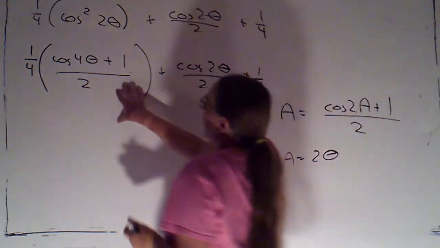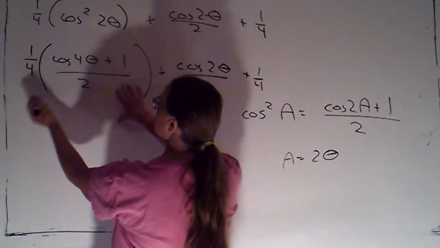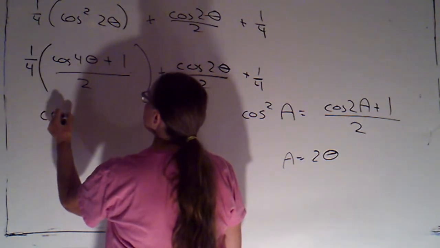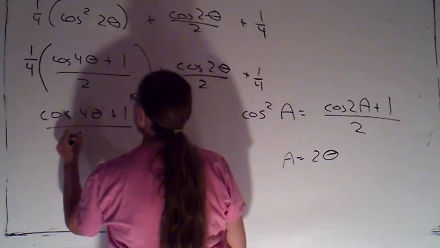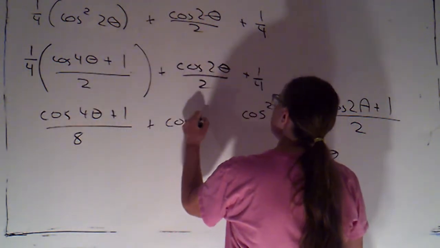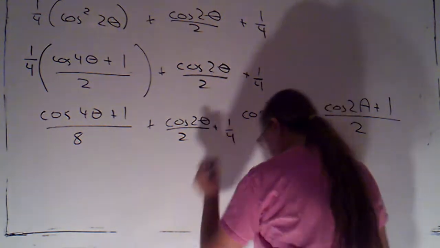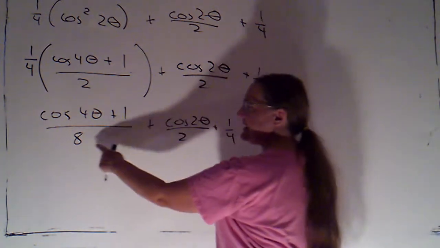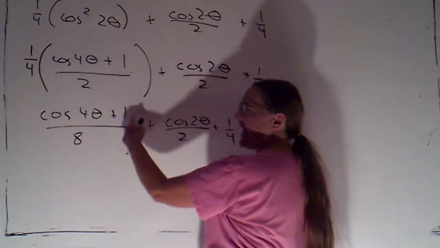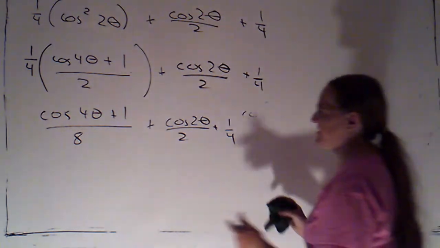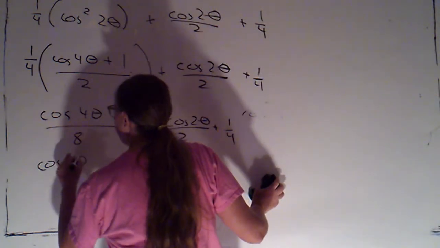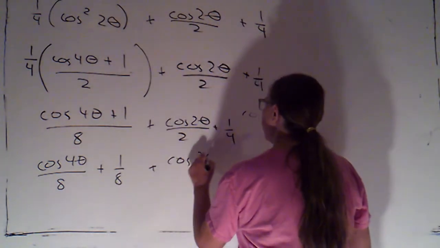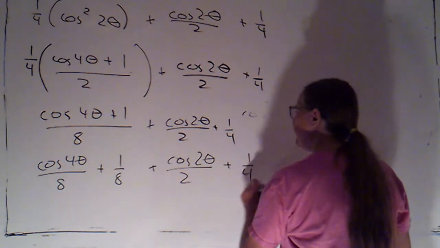Okay. And so let's see. I'm going to just distribute. So I'm going to multiply out the 1/4. So cosine of 4 theta plus 1 over 8 plus cosine 2 theta over 2 plus 1/4. And I think I'm going to take this just one step further, because I can see if I distribute this division by 8, I'm going to get another term that's just a constant. So I'll have cosine of 4 theta over 8 plus 1/8 plus cosine of 2 theta over 2 plus 1/4.